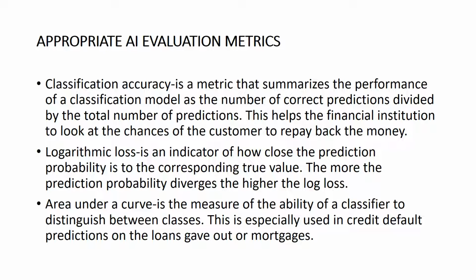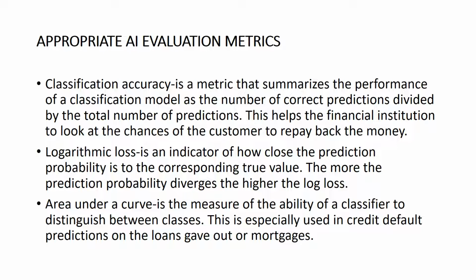So, appropriate AI evaluation metrics: we have classification accuracy. This is a metric that summarizes the performance of a classification model as the number of correct predictions. Now we just get the number of correct predictions and divide it by the total number of predictions. That is the classification accuracy. Then the logarithmic loss is an indicator of how close the prediction probability is to the corresponding true value. So if it is diverging, it means there is a big logarithmic loss. If it is converging, then it is small.